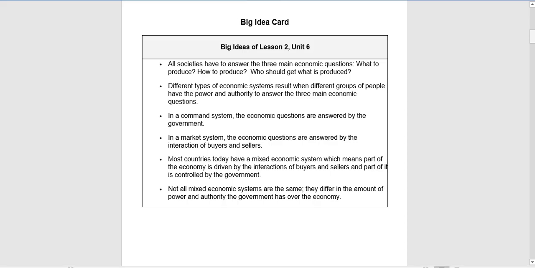Bullet point number 6. Not all mixed economic systems are the same. They differ in the amount of power and authority the government has over the economy.